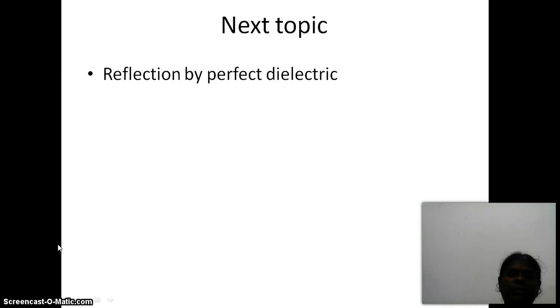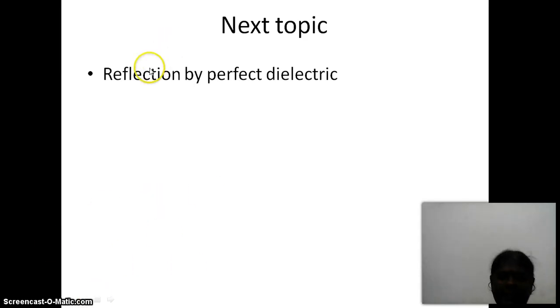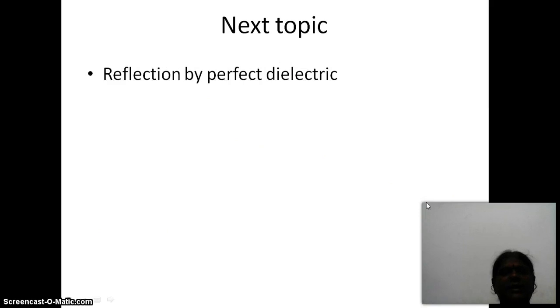So we have ER and EI, no ET. And we have derived expressions for the resultant field ET and the resultant field HT. We have arrived at the expressions 2 Hi cos beta x cos omega t and 2 EI sin beta x sin omega t. With this we conclude this topic.